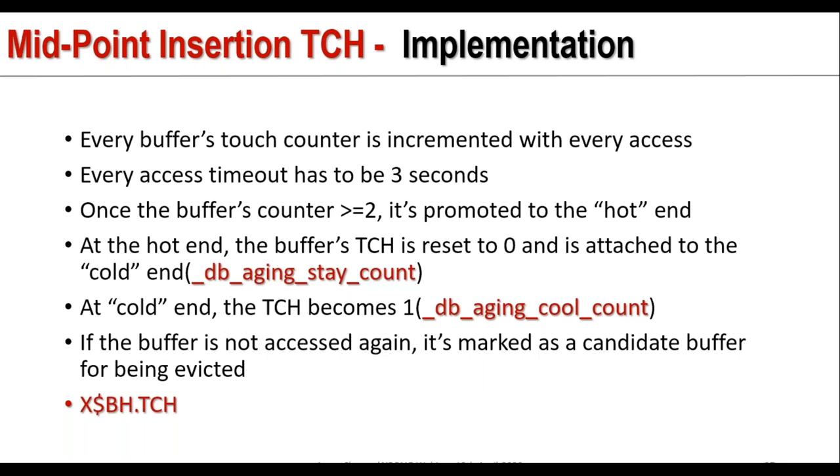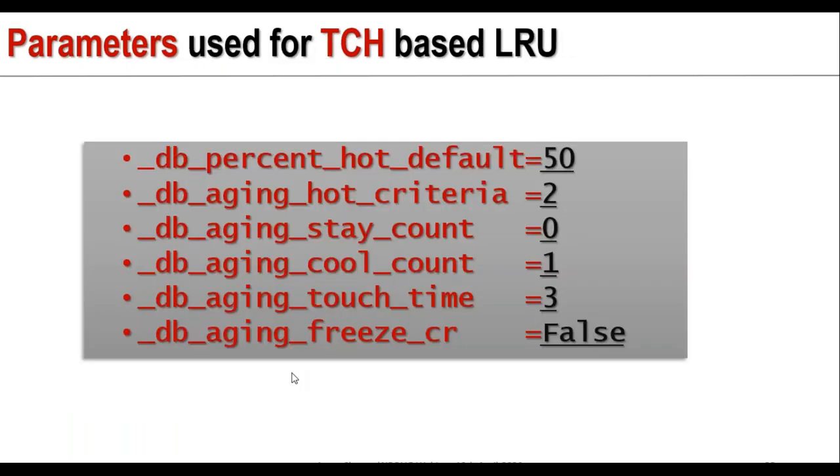Now from here, the counter has to increment. Only then is the write again going to become the hot buffer. So you do notice that these parameters basically control this. They are the default values. That's why they are underlined.